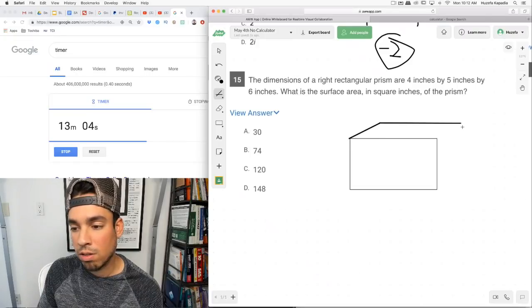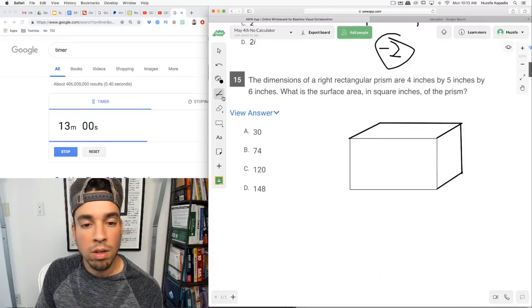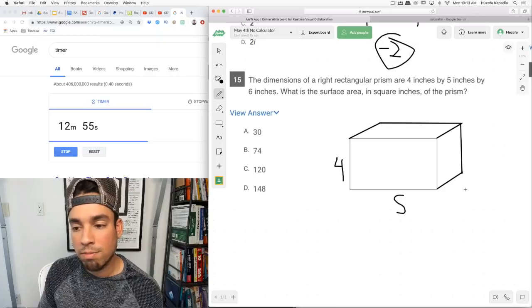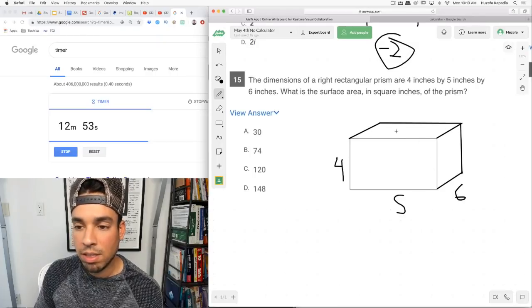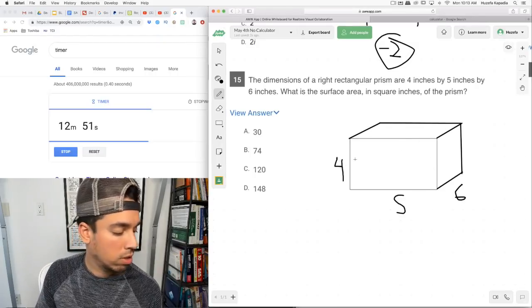Just a box. That's all it is. The dimensions of a right rectangular prism are 4 by 5 by 6. What is the surface area in square inches? Okay, first, this is how I do surface area.